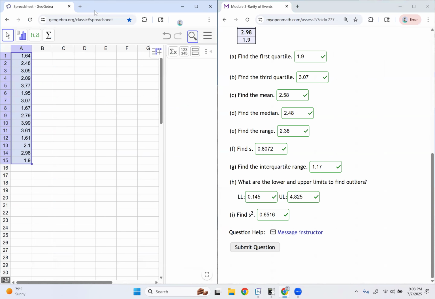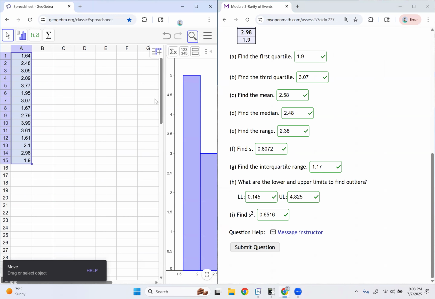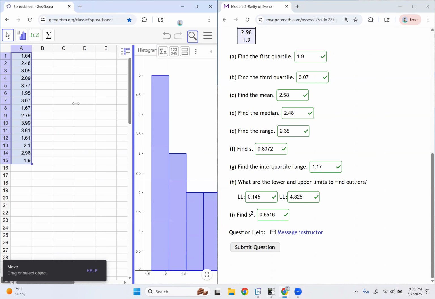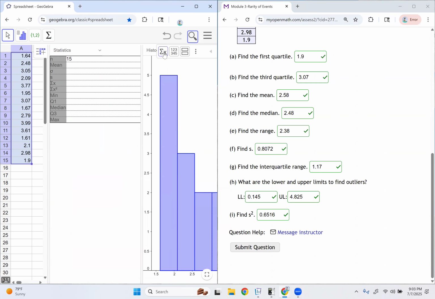So what I did here is I went to geogebra.org. I went into the option for spreadsheet, and I typed all of my data here in this first column A. I'm now going to click the button that looks like a histogram. I'm going to do one variable analysis. And then up top, there's a button here, this sigma x, that looks like a spicy E, x. And when I click that, it gives me my mean, 2.58.